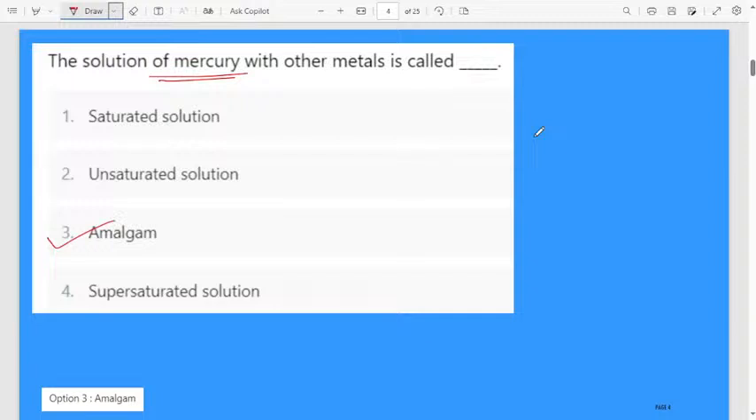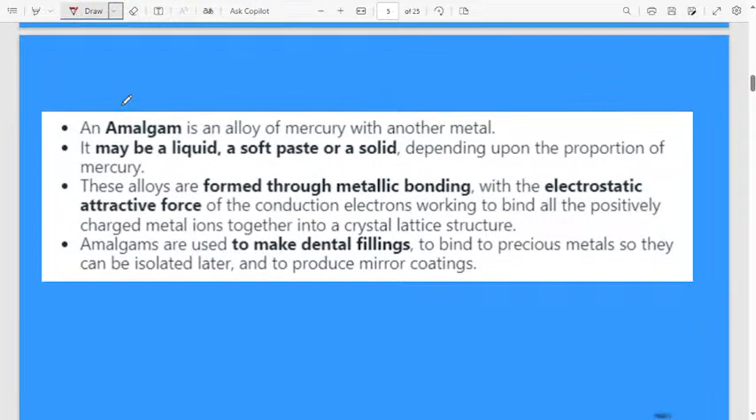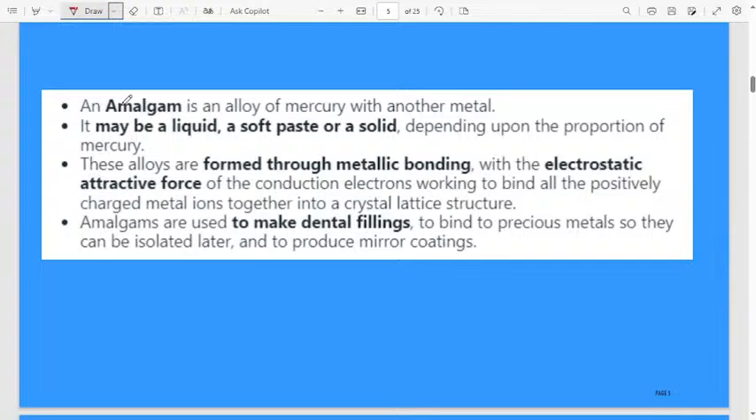Okay. The solution of mercury with other metal is called amalgam. What is meant by amalgam? An amalgam is an alloy of mercury with other metal. Amalgam is nothing but an alloy. What is meant by alloy? An alloy is a combination of two or more metals, maybe a combination of metal to metal, maybe a combination of metal to non-metal, that we will consider as an alloy.